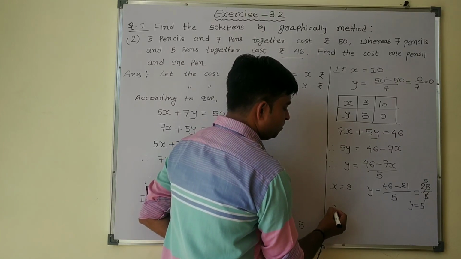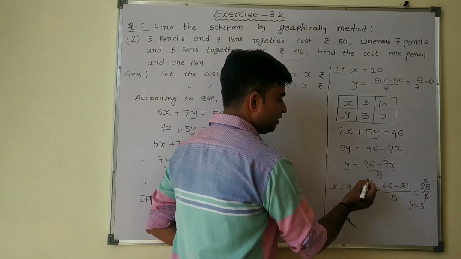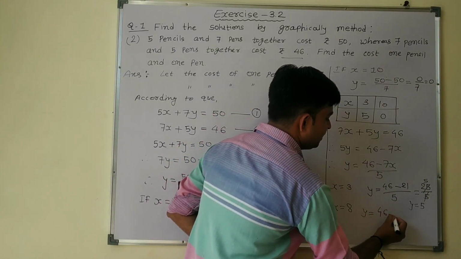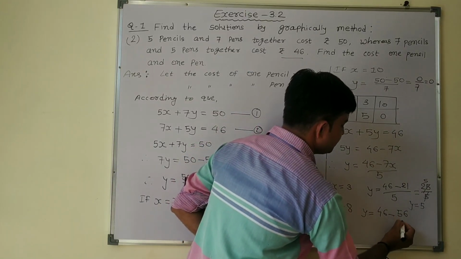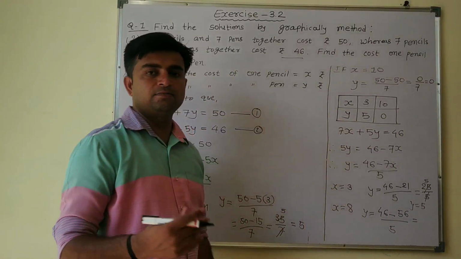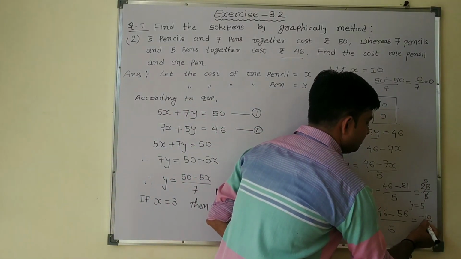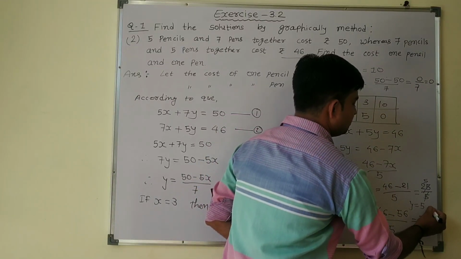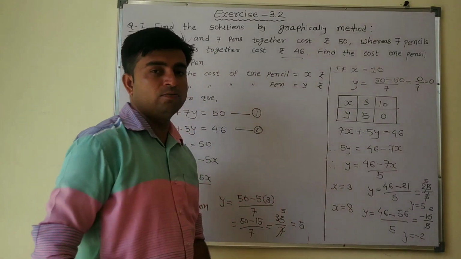Now we take a value of x, 8. If x is equal to 8, then y is equal to 46 minus 7 into 8. So 7 8s are 56 upon 5. Now 46 minus 56, तो आंसर आ जाएगा -10 upon 5. इन दोनों का कैंसिल, 5 2s are 10 होगा, so it is equal to -2. So y is equal to -2.